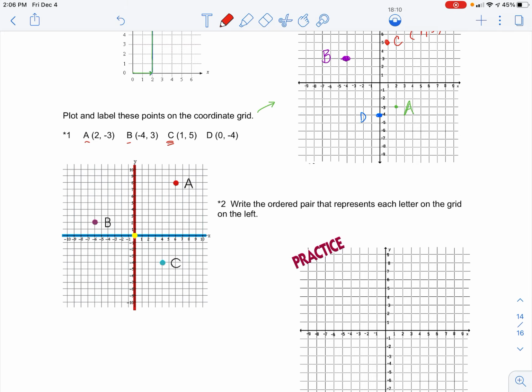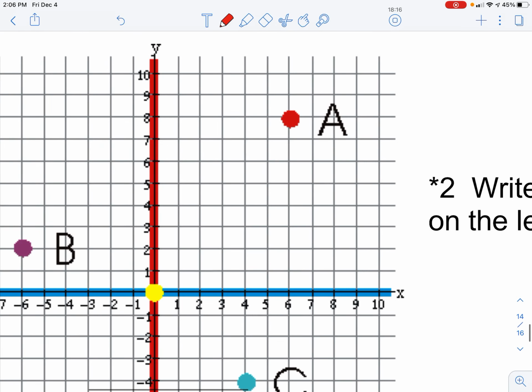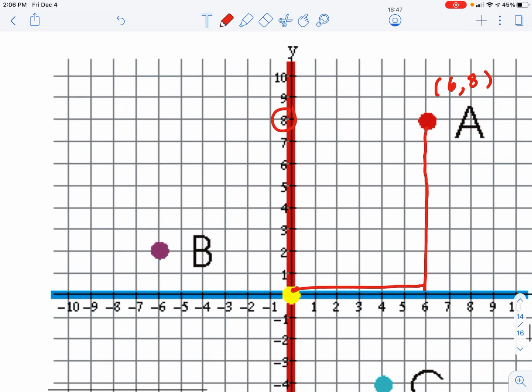All right, so let's look at number 2. We're going to write the ordered pair that represents each letter on the grid on the left. So let's look at A. I'm going to blow it up a little bit here. A is right up here. I'm going to see how far to the right I went on the x-axis to get to the line where A is living. Starting at the origin, I move over to here. That is 6, so my x value in my ordered pair is going to be 6. Then to go up, I go up to 8. So that address is (6, 8).